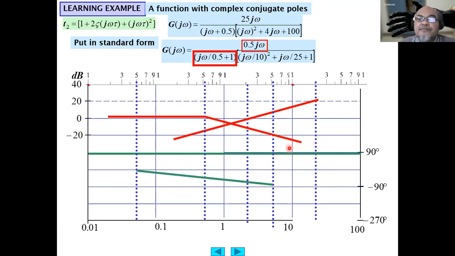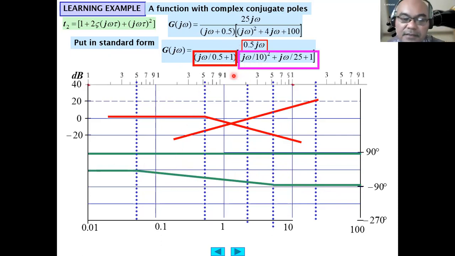The phase before 0.05 is at 0 degrees, then decreasing by minus 45 degrees per decade until it reaches minus 90 at 5 radian per second. After that it becomes negative 90. Before that it is 0 degrees. After this one it becomes minus 90 degrees phase.